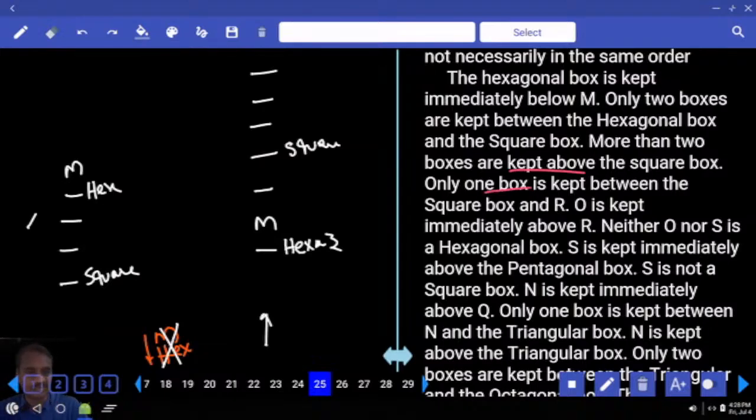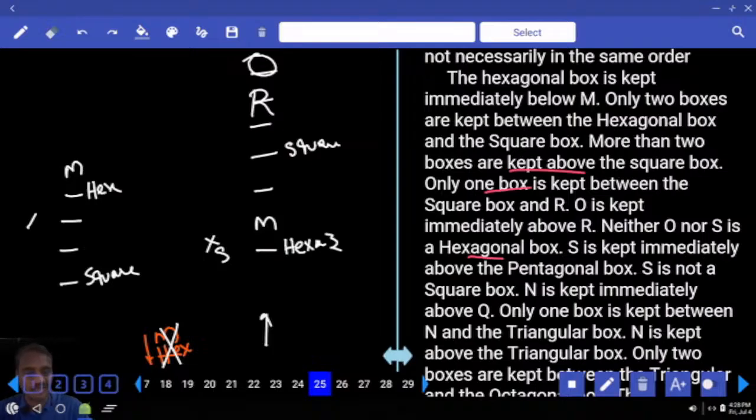And only one box between square and R. Now between square and R, how many boxes? Exactly one. Square and R, there is exactly one. And O is kept immediately above R, and so must be at the top. O is kept immediately above R. And neither O nor S is hexagonal. O and S are not hexagonal, so S cannot be here.